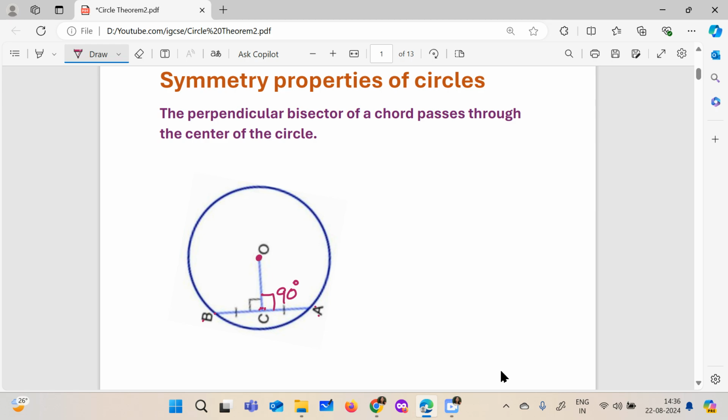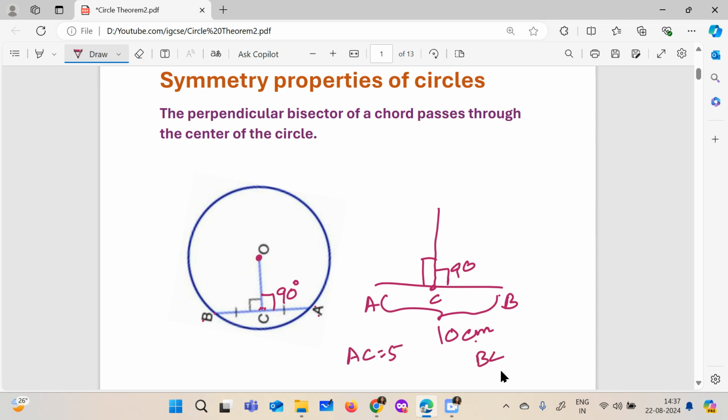Now, when we say perpendicular bisector of a chord, suppose your chord is AB and this is the perpendicular bisector. As the word says, perpendicular, so this is 90 degrees, and bisector means the whole chord is divided into two equal parts. If AB is 10 centimeters, then let's mark C here, then AC will be 5 centimeters, and BC will be another 5 centimeters. Is this clear? Now let's see the next property.